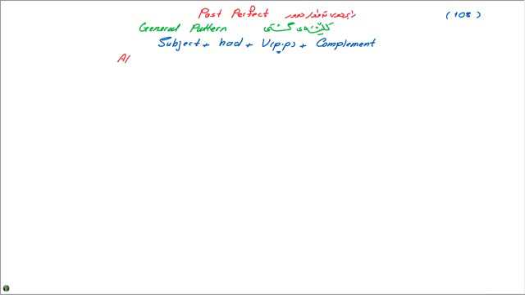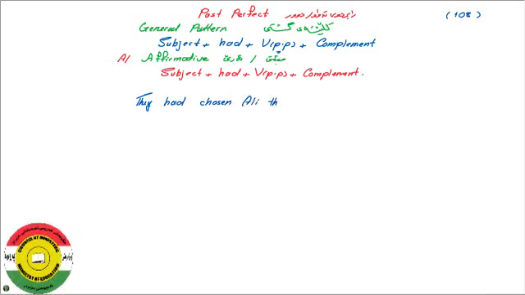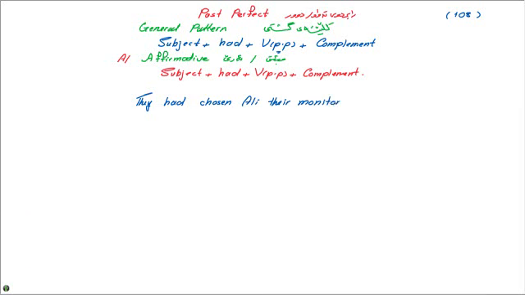Affirmative. As we said, we have subject plus had plus past participle of a verb plus complement. For example, we can say they had chosen Ali the monitor. They had chosen, had plus chosen. Chosen is an irregular verb. The base we have choose, chose, chosen.